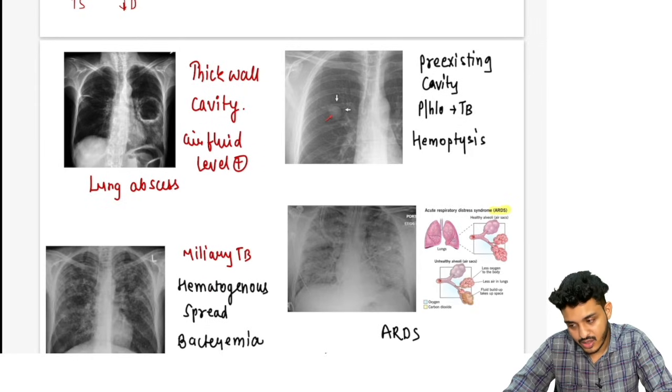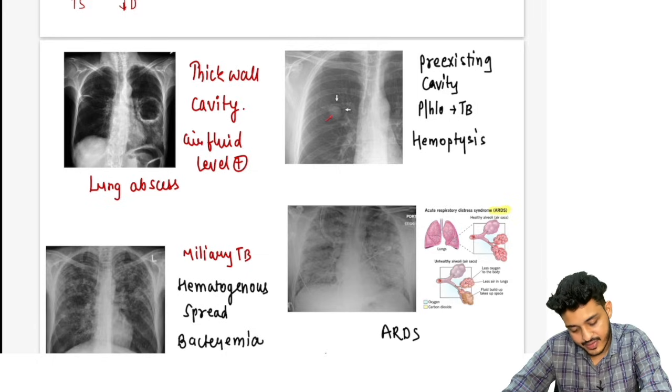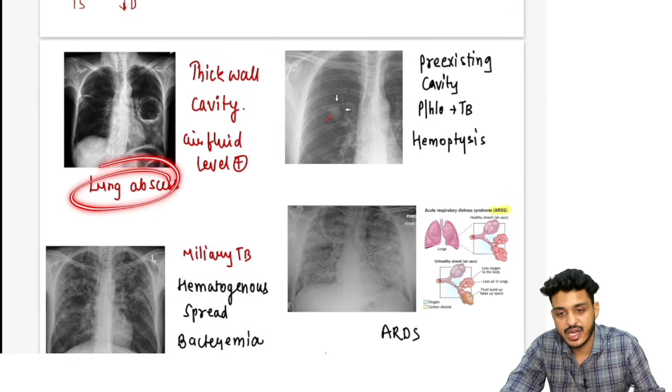Then we have this lung abscess, beta. In cases of lung abscess, you can appreciate this is a lung abscess. We have a thick walled cavity over here, and air fluid level is also going to be positive. This is a lung abscess.